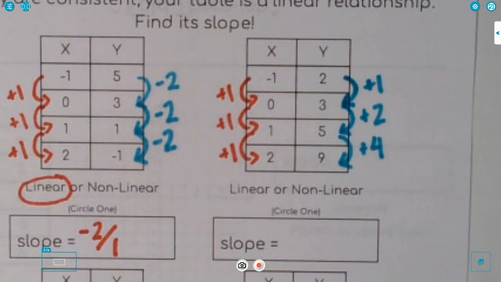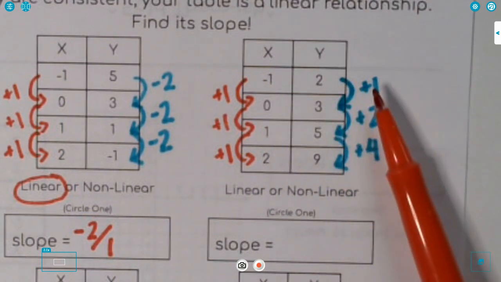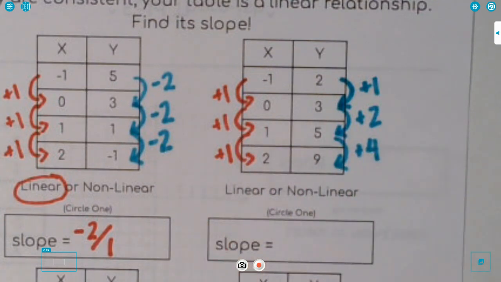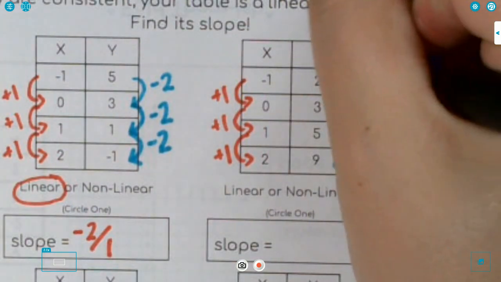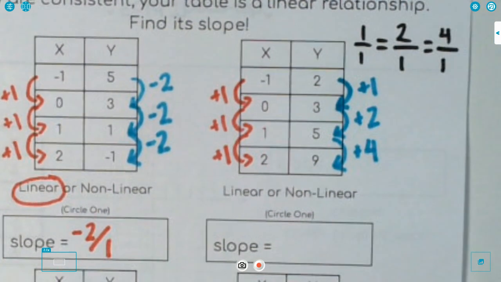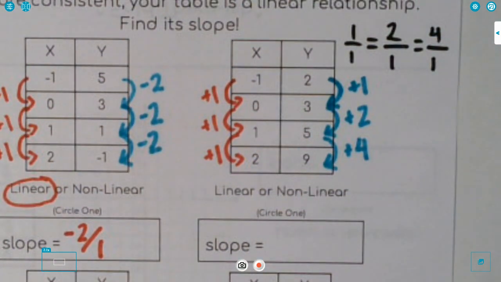Okay, so what we have to do now is look and see if these slopes are the same. So the slope between here and here would be 1 over 1, 2 over 1, and 4 over 1. So we have to compare those. Are those slopes the same? Is going up 2 over 1 the same as going up 4 over 1? So are they the same? Yes or no? Are they the exact same numbers?